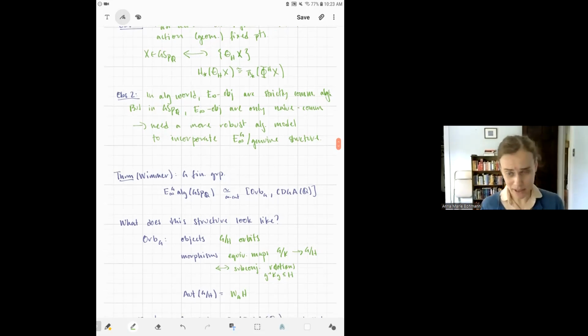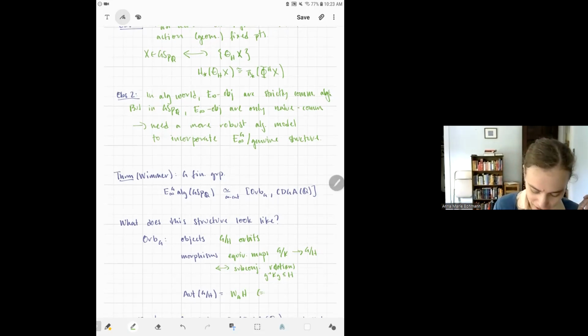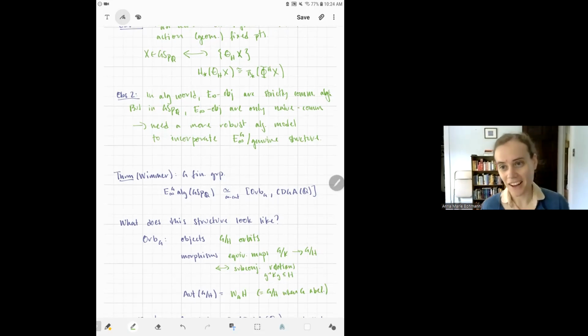Because I'm going to be interested in the case where G is abelian, I want to point out that this is actually just equal to G mod H itself when G is abelian, because everything's normal. But it's confusing to have G mod H appearing in both these cases, so we'll probably still call it the Weyl group, even when we know it's simpler here.